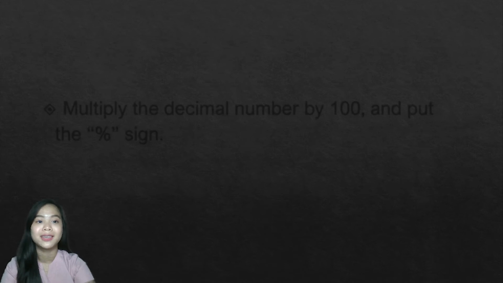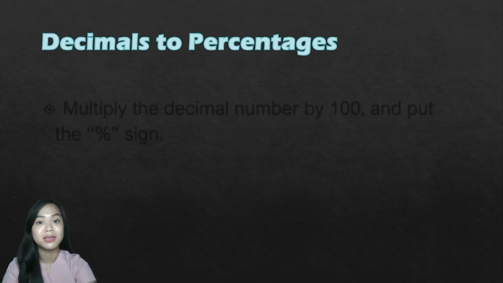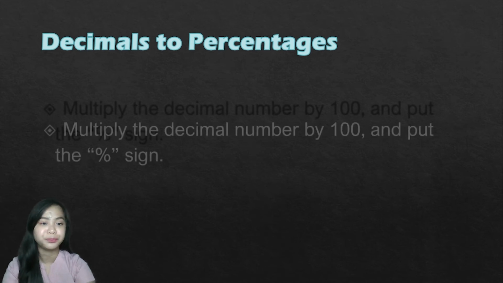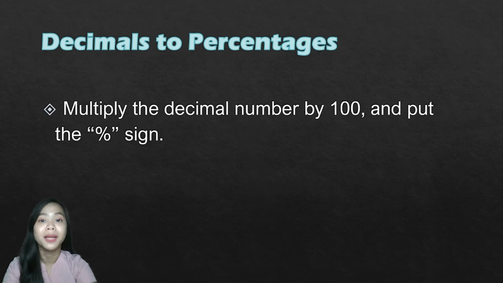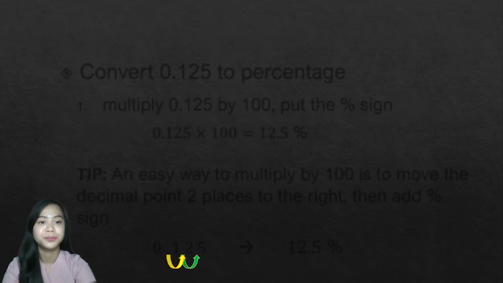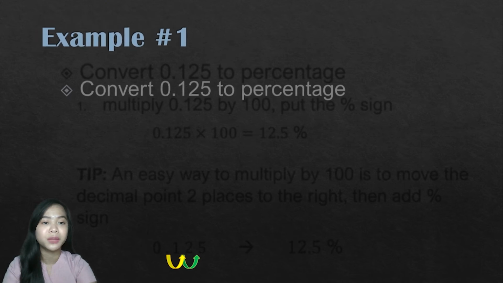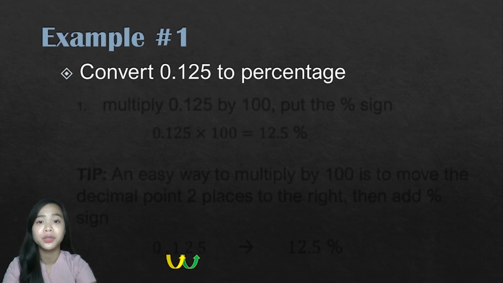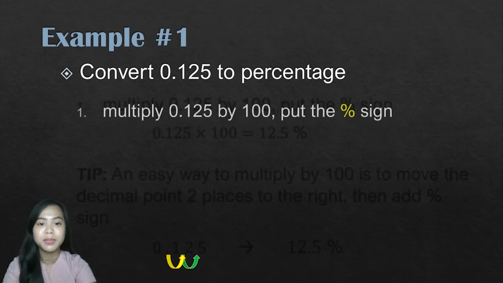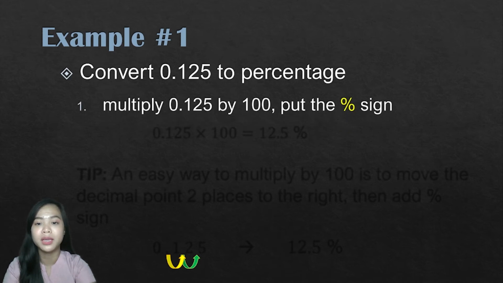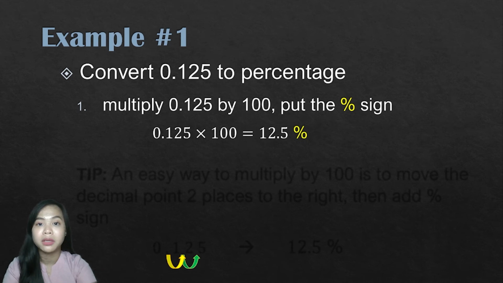So now, let us convert decimals into percentage and fractions. So let's have first decimals to percentage. In order to do that, we need to multiply the decimal number by 100, and then we just add or put the percent sign. So for example number 1, we have to convert 0.125 to percentage. So simply we multiply 0.125 by 100, and then we have 12.5, and then just add the percent sign, we have 12.5%.